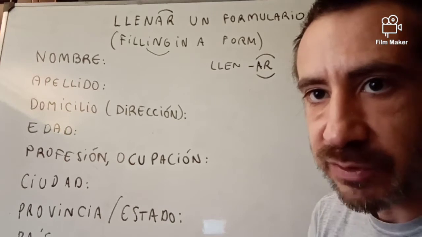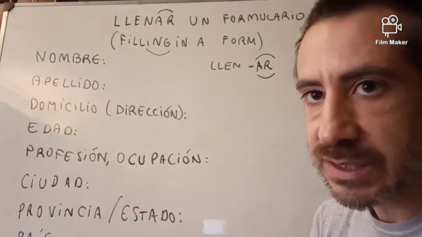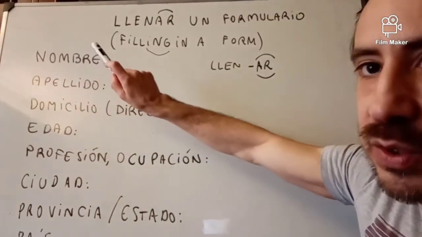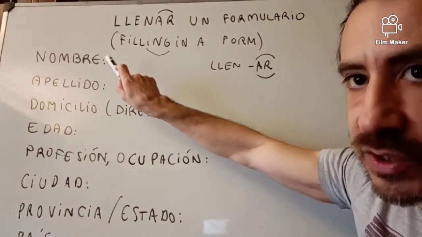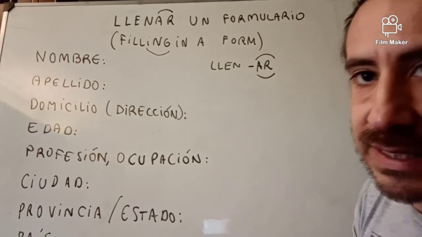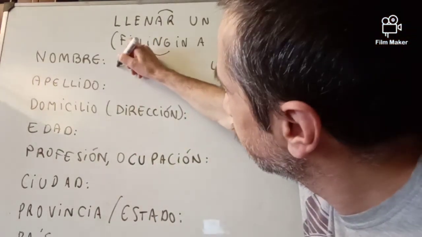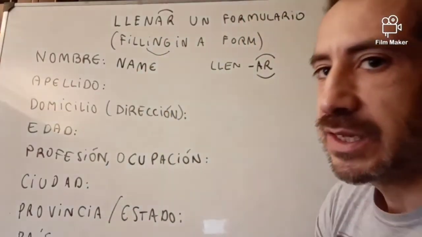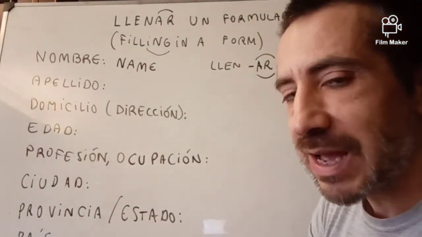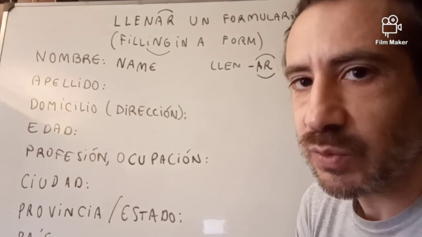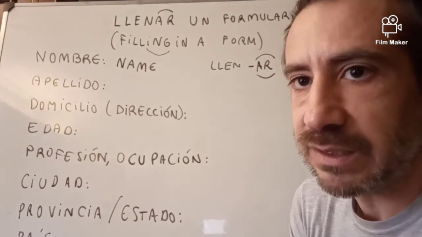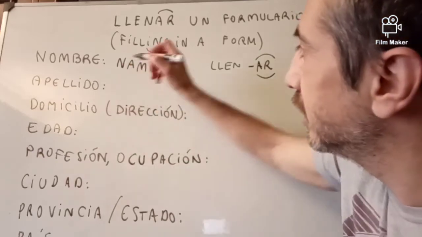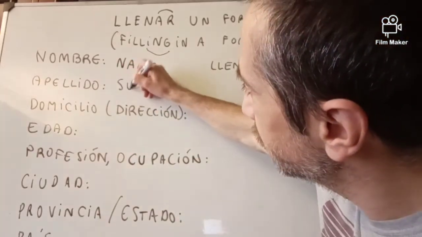And the basic information you'll be asked to write in that form, well, it's your name, nombre. So nombre is name. Your apellido, what do you think it would be? Surname, family name, last name? Apellido, surname.